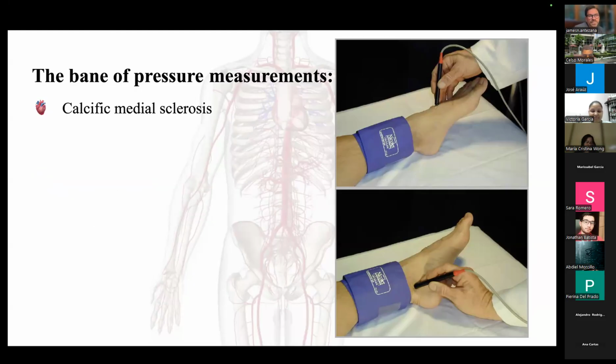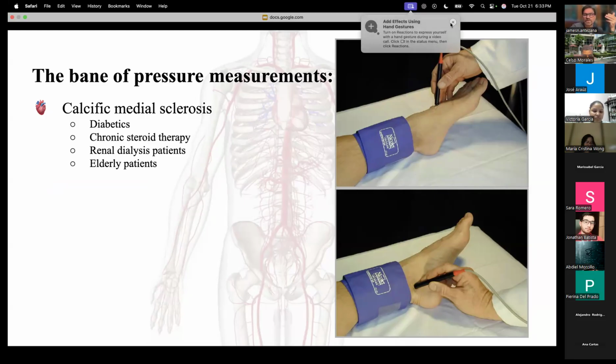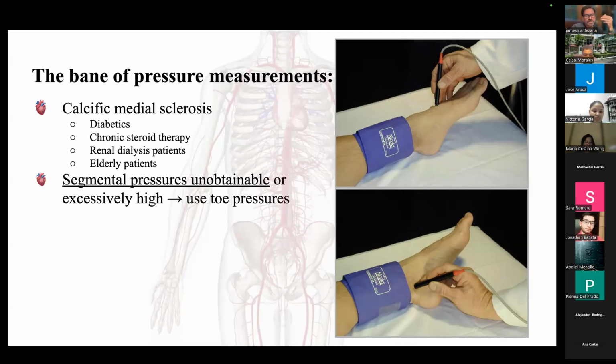What are the bane of pressure measurements? So I've talked about this. Non-compressible vessels, calcific medial sclerosis, patients with diabetes, patients with chronic steroid therapy, renal patients on dialysis, the elderly, patients with advanced atherosclerotic disease. And then you've got segmental pressures that are unattainable or excessively high. In that case, you use toe pressures like TBIs. Greater than 40 millimeters of mercury is what we want to target for tissue healing in patients with diabetes.